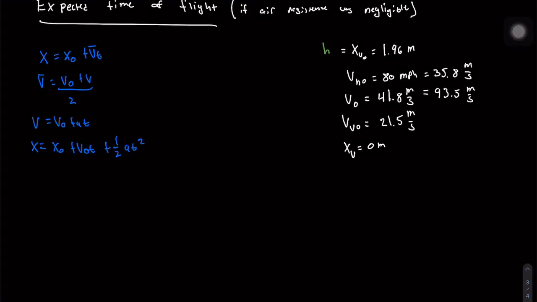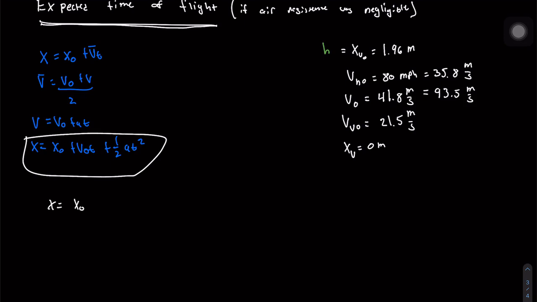The next thing we had to calculate was expected time of flight, and we used the last kinematic equation on the screen to do that. So x equals x naught plus v naught t plus 1/2 at squared. In this situation, it was the final vertical position equals the initial vertical position plus the initial vertical velocity times time plus 1/2 at squared.